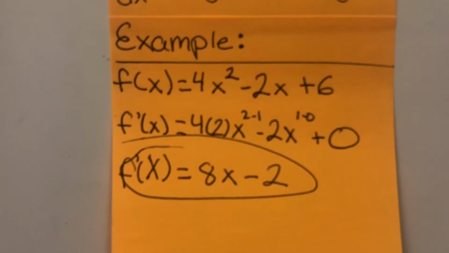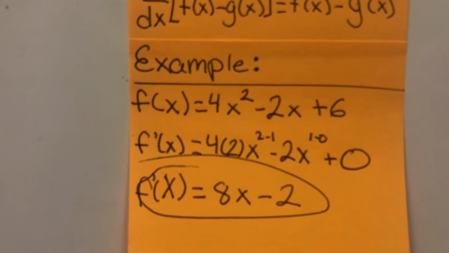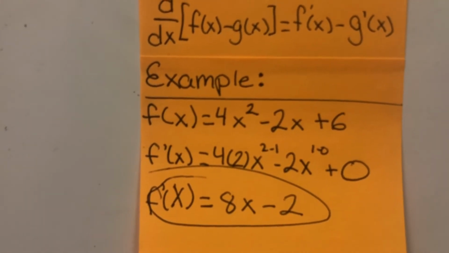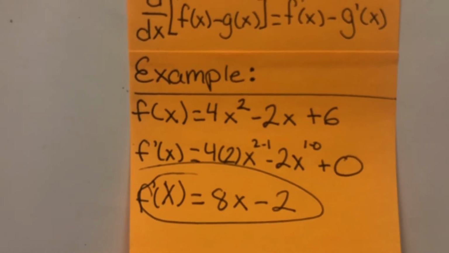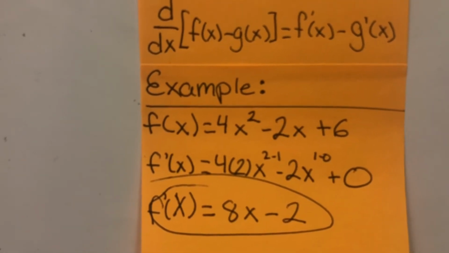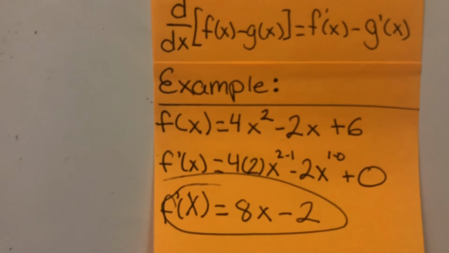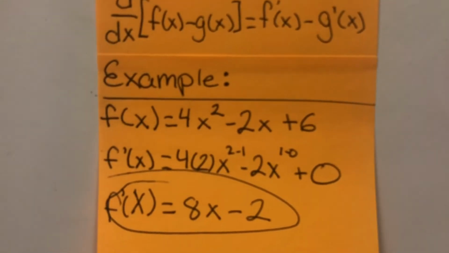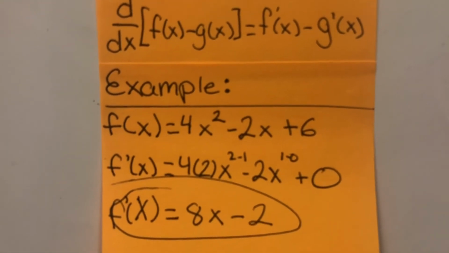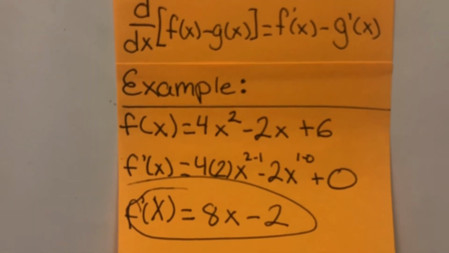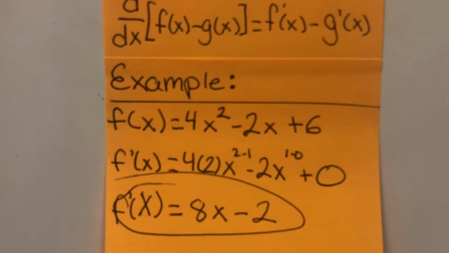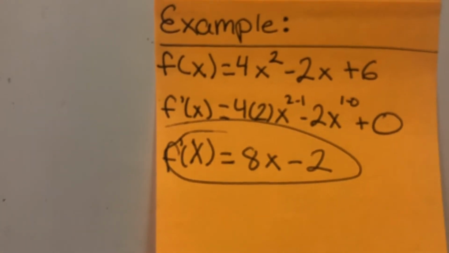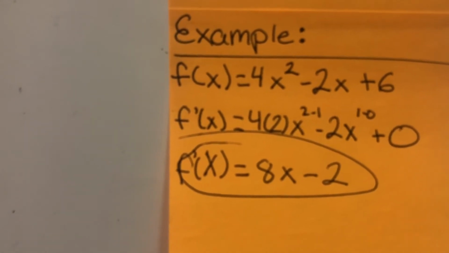So here's an example. f of x equals 4x squared minus 2x plus 6. So I did a little bit of work here on the second term. You're going to see you bring down the 2 to be multiplied by the 4, and then you subtract 1 from the exponent 2. In the second term, 2x, it's going to be 1 minus 0 for the exponent, and then as we know, 6 is a constant, so it is just going to be 0. Simplify that, and you get the derivative is 8x minus 2.